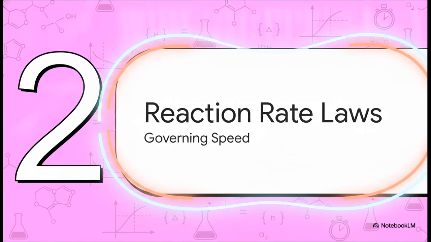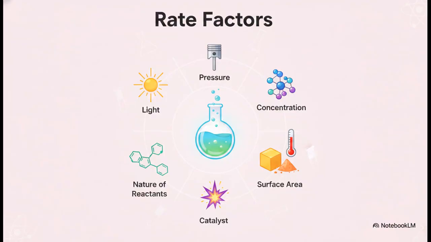Section 2. The laws of reaction rates. Okay, so if you're in the lab and you want to change the speed of a reaction, you basically have 7 main levers you can pull. You can bump up the concentration or the pressure to force more collisions. You can crank up the temperature. You can increase the surface area, like, say, by grinding a solid chunk of a reactant into a superfine powder. You can add a catalyst to lower the energy barrier entirely, or introduce light for photochemical reactions. And of course, the physical nature of the reactants themselves always plays a baseline role.